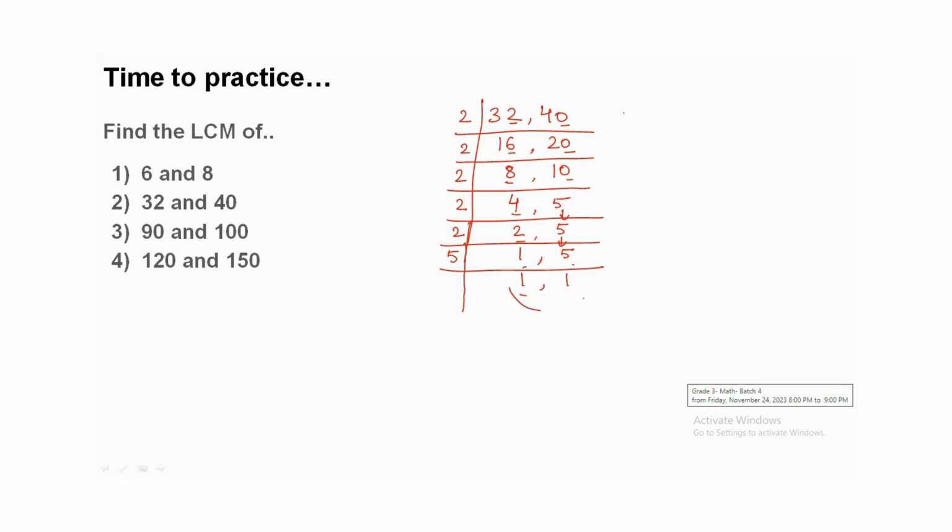Now the LCM will be 2 times 2 times 2 times 2 times 2 times 5. 2 times 2 times 2 times 2 times 2 is 32, times 5. So what am I getting? 160. Okay. So 160 would be the LCM of 32 and 40. Understood? These questions you can try to do on your own.